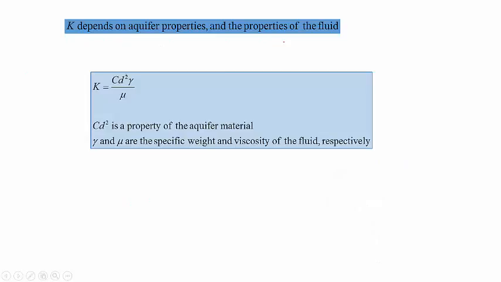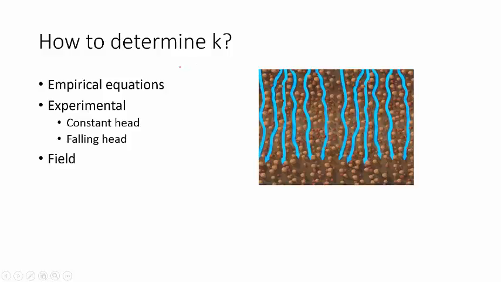K depends on the aquifer properties and the properties of the fluid, and here you see an example of an empirical equation that shows you how two parameters, the C times D squared, the diameter D of the soil particles, which is a property of the aquifer material, that means the soil, and then you have the specific weight and the viscosity of the fluid. So you can see clearly how it's dependent on those two, the aquifer properties and the properties of the fluid.